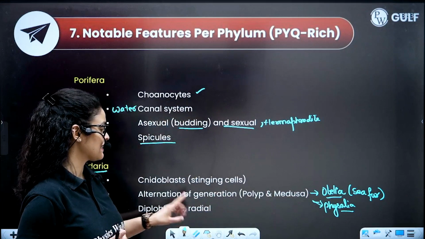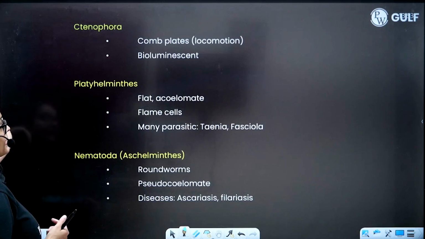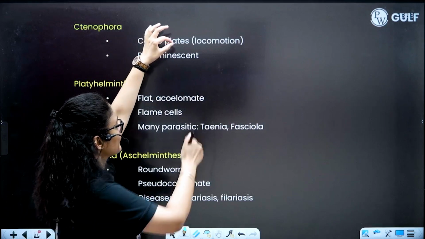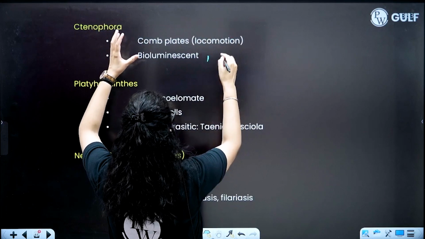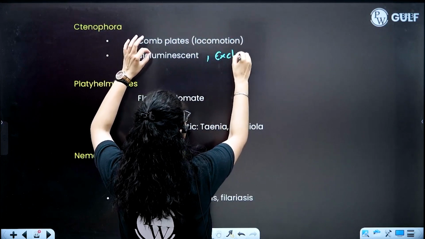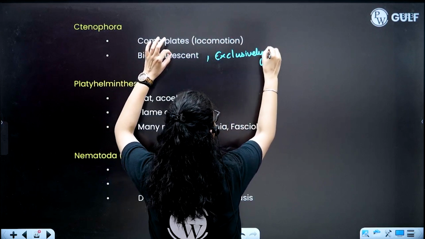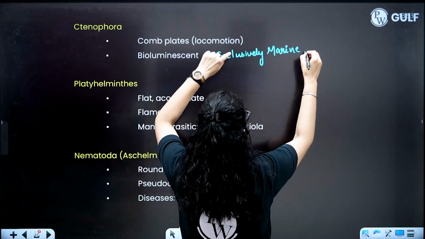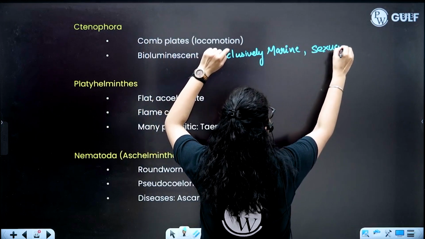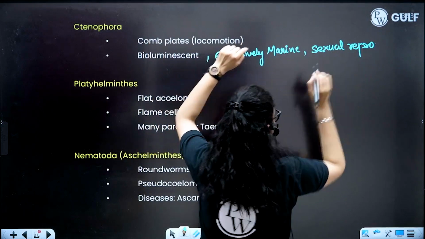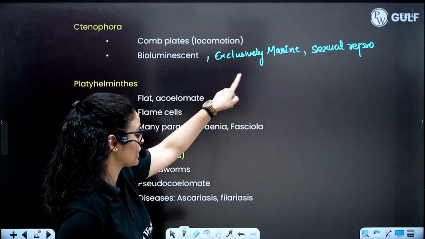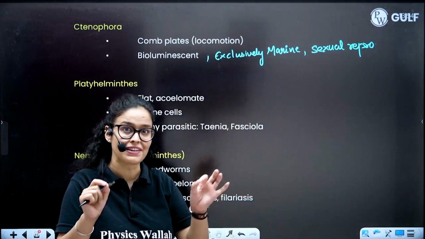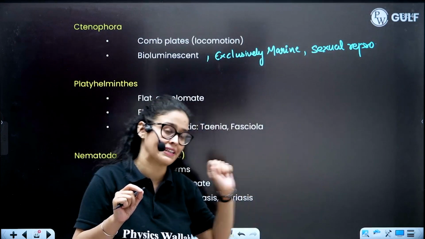Next, diploblastic, showing radial symmetry: they are Ctenophora. These two characters are important. Comb plates, bioluminescent, they are light-emitting organisms. Also, they are exclusively marine animals, very important. They live in marine water, salty water, and they are exclusively sexually reproducing organisms as per your NCERT. And they asked this question previously also. So kids, make sure you remember these things for your exam, right? Exclusively means without any exception, they are all marine, right?